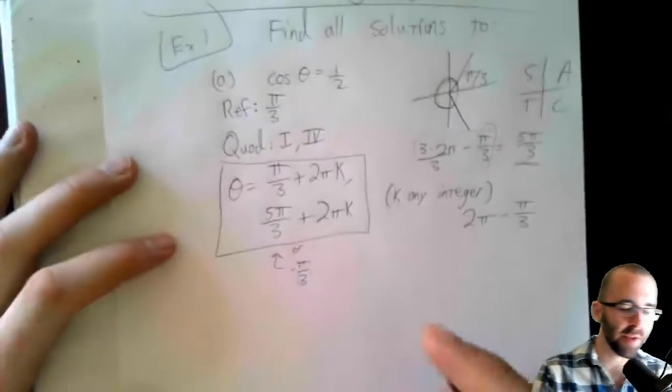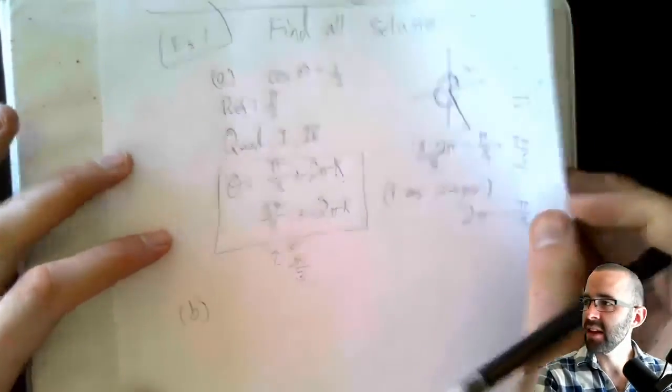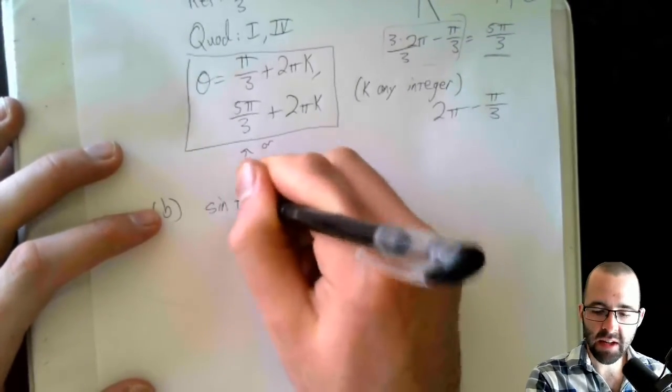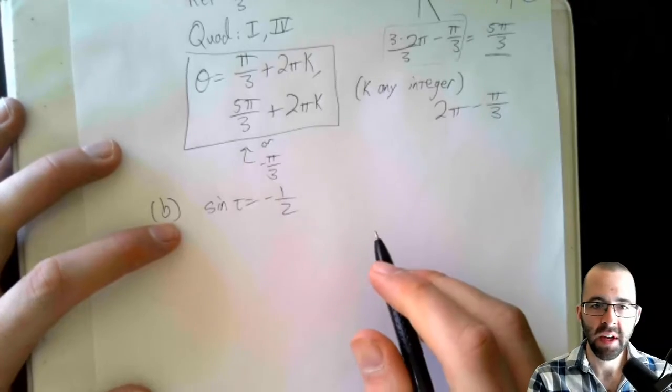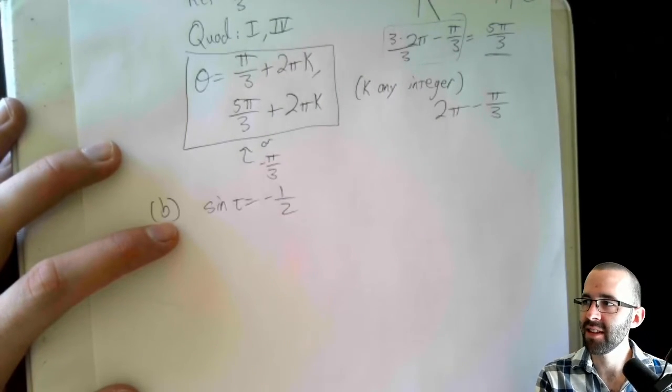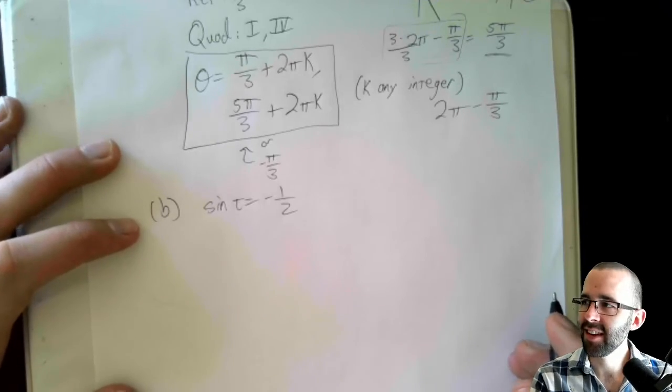All right, let's do example 1B. Same idea, just a little different. Sine of t equals -1/2. So just like before, we need to find a reference angle and we need to find what quadrant it's in.